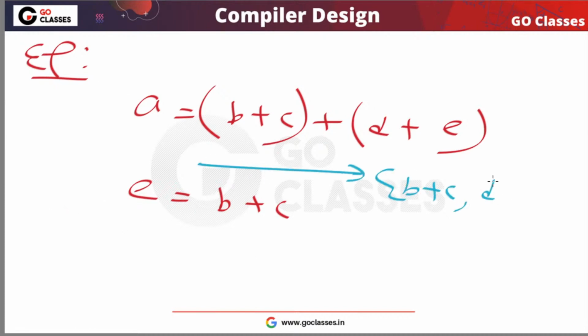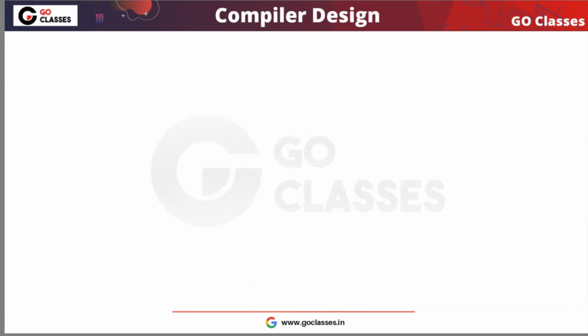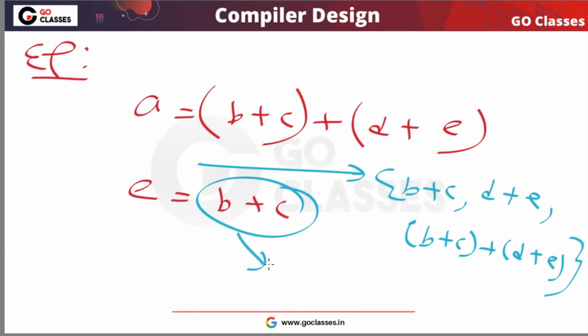So b plus c is computed, d plus e is computed, and you can notice b plus c plus d plus e is also computed. These expressions are computed. Now what is your compiler going to do, because you are reusing an already computed expression.